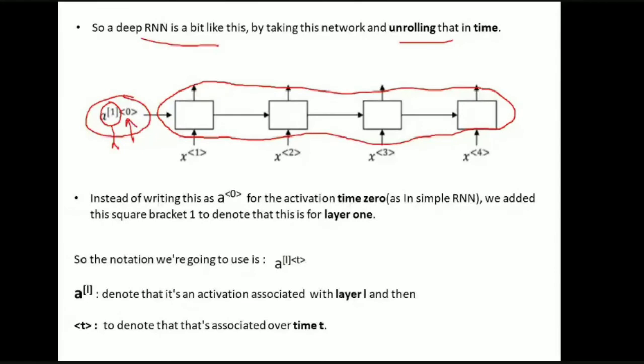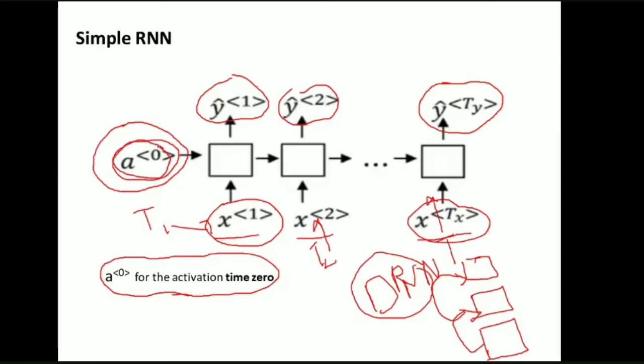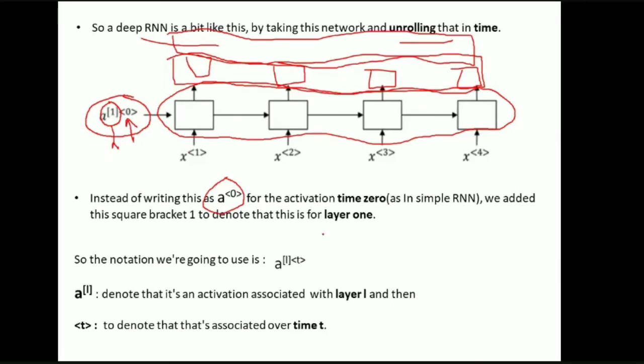Still it is an RNN. If we start stacking up layers on top of this layer, then we call it a deep RNN. Like this, the same modules will be repeating. So instead of writing this as A0, the activation at time 0 for a normal RNN, we added 1 in square brackets, which denotes that this activation is for layer 1, that is, the 0th activation in layer 1. So what will be our general notation?